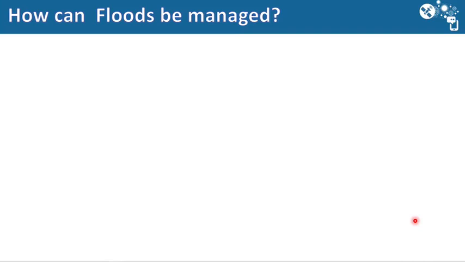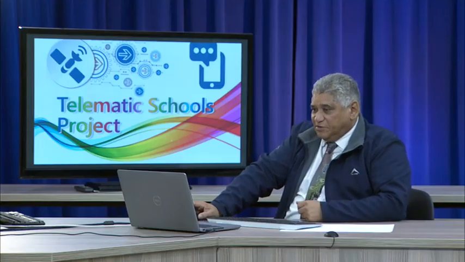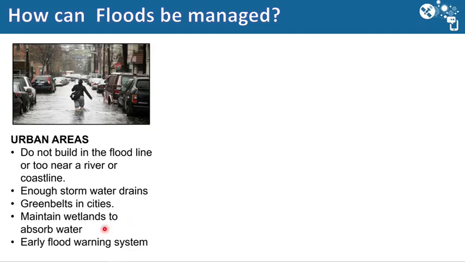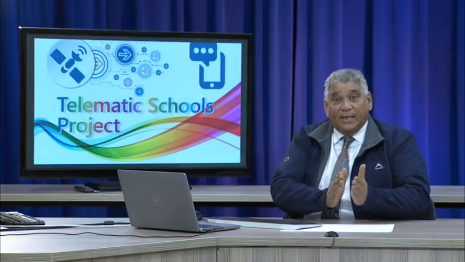Here we go. How can floods be managed? Now, you get floods in urban areas, right? So here we've got urban areas. Here you can see the housing, the cars, so this is definitely urban. Do not build in the floodline, of course, or close to a river or close to a coastline. You must have enough stormwater drains, and green belts in cities, areas covered with parks and vegetation. Maintain wetlands. The wetlands usually absorb your water. And this is very important: a flood warning system that can warn people, here's a flood on its way, get out, evacuate.